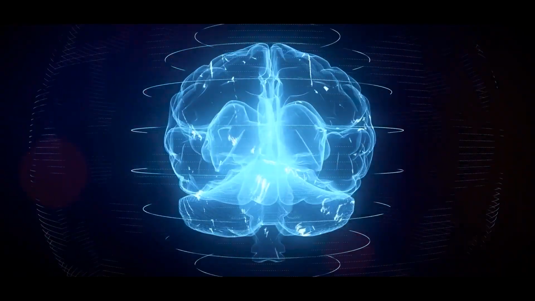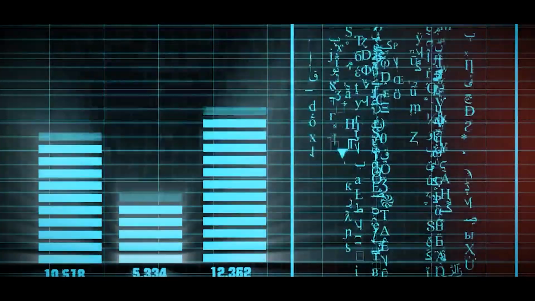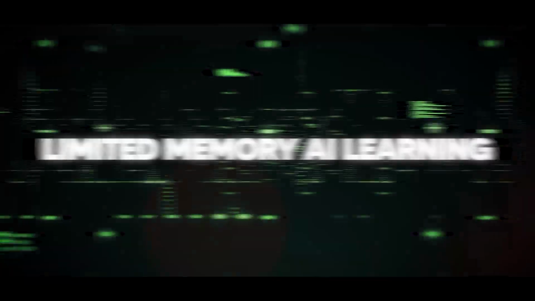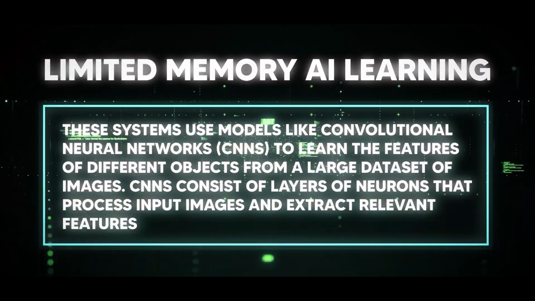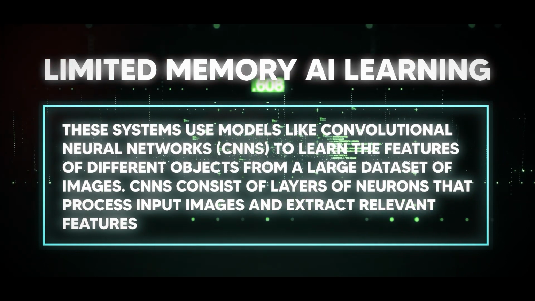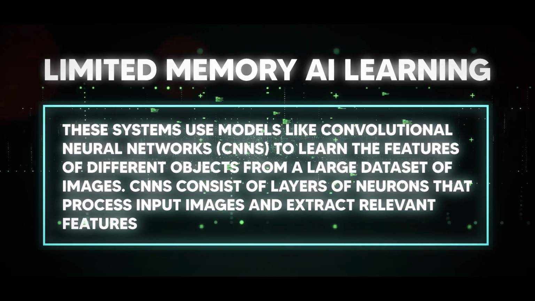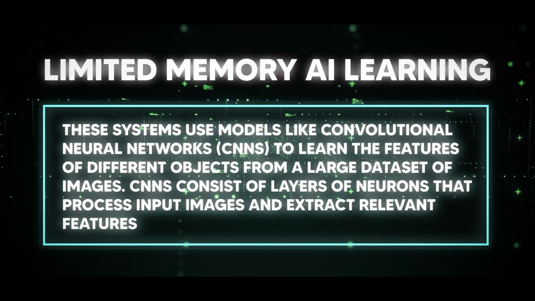Limited memory AI systems, such as image recognition systems, operate based on rules, algorithms, or models that represent knowledge formally and logically. These systems use models like convolutional neural networks to learn the features of different objects from a large dataset of images. CNNs consist of layers of neurons that process input images and extract relevant features.